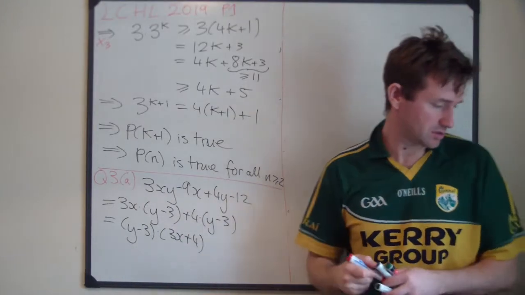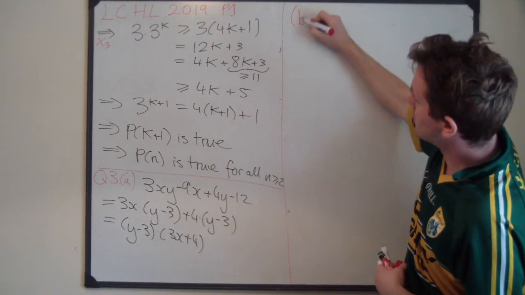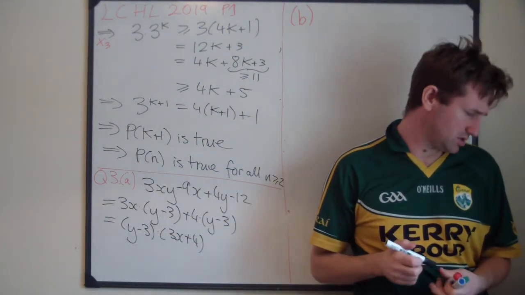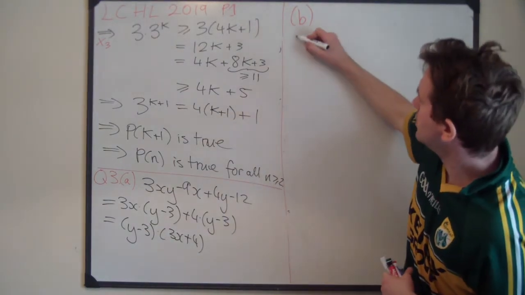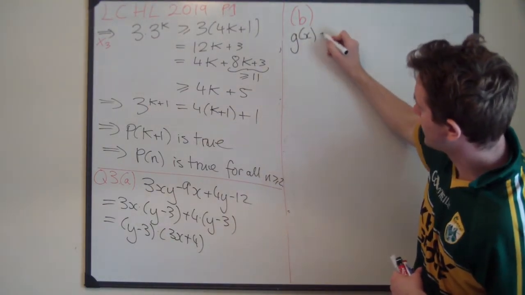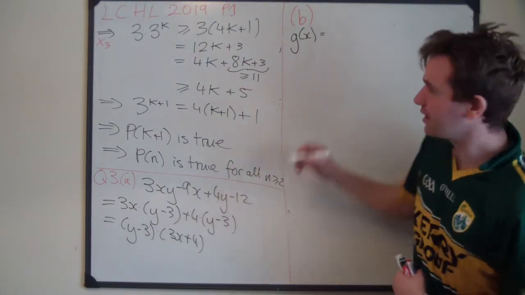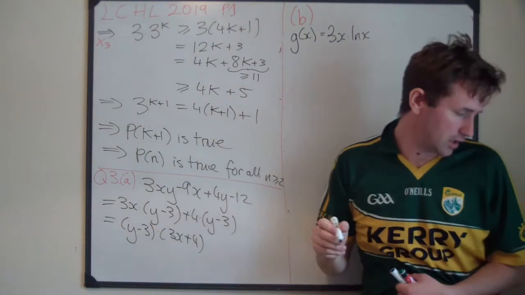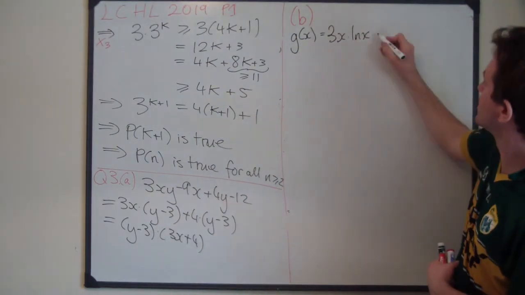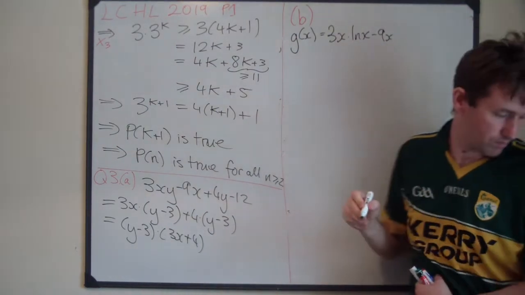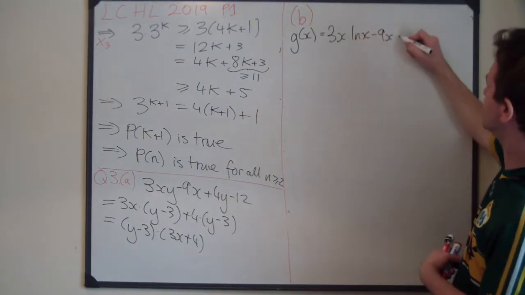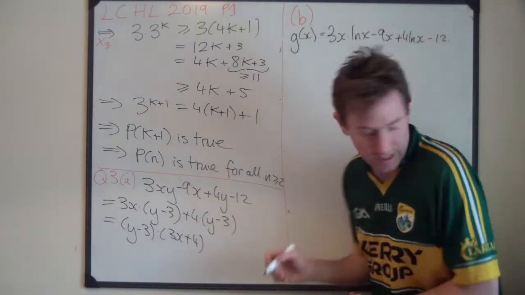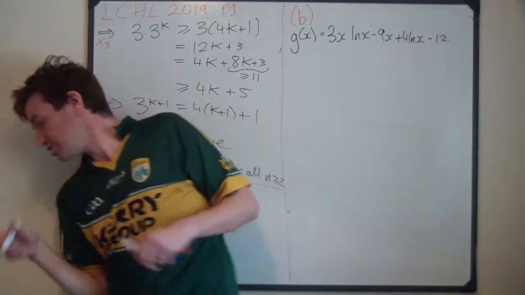So part B is asking us to use this. Let's see. It gives us a function, kind of a complicated function. g of x is equal to 3x log x minus 9x plus 4 log x minus 12. And they want us to solve this equal to 0.